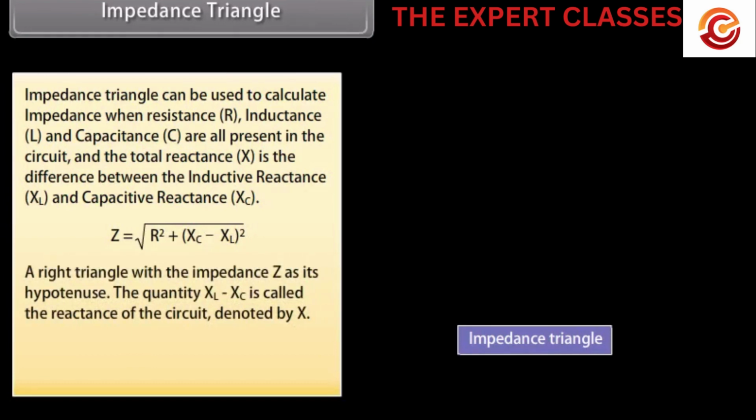It is a right triangle with the impedance Z as its hypotenuse. The quantity XL minus XC is called the reactance of the circuit, denoted by X. Tan phi is equal to XC minus XL upon R.